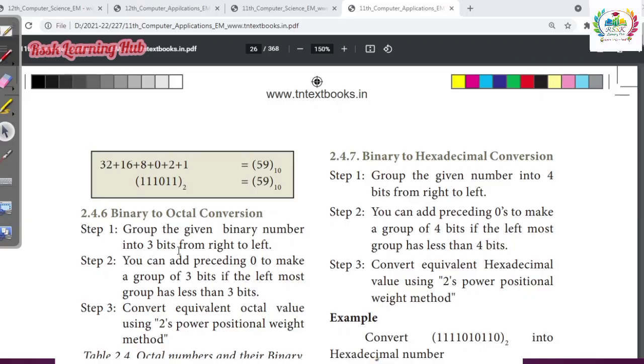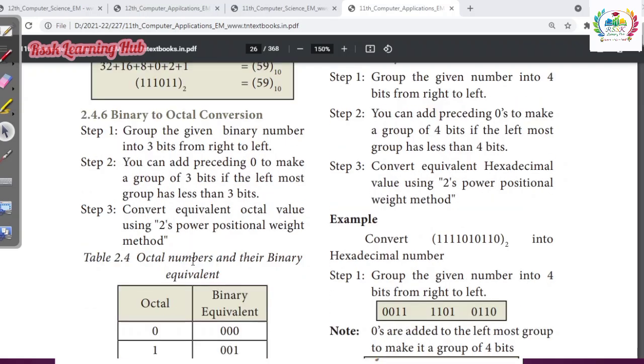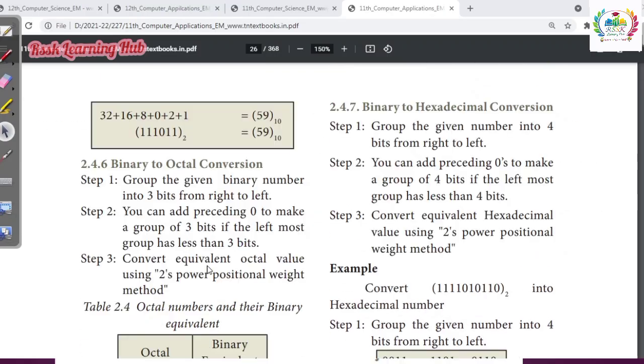Okay. Then we can add preceding 0s to make a group of 3 bits if the leftmost group has less than 3 bits. So if you are coming to the left and you are having only one number, before that you may add 2 zeros, like that you can add. Then convert to the octal equivalent using the 2's power positional notation method. That is your third step.